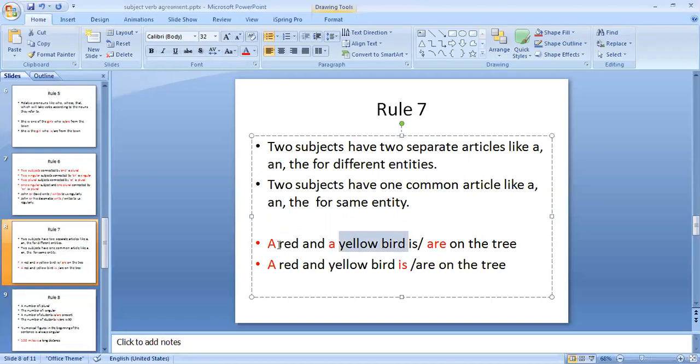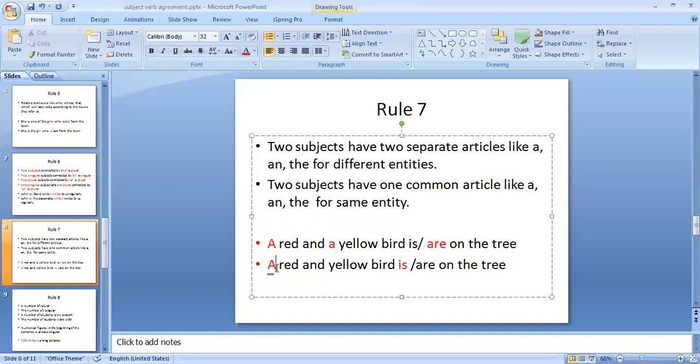And the two different birds are referred to by article a here and article a here. So two articles are used for two different entities. So a red and a yellow bird, plural form, so are. Now look at this sentence: a red and yellow bird. Here the meaning is it is only one bird which has both colors. The bird has both red and yellow color.